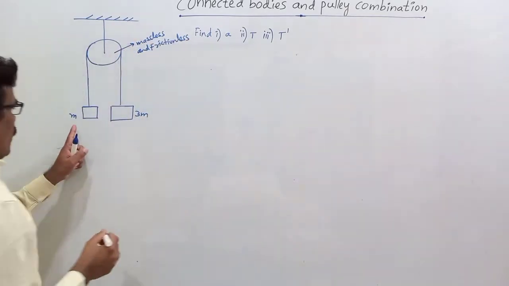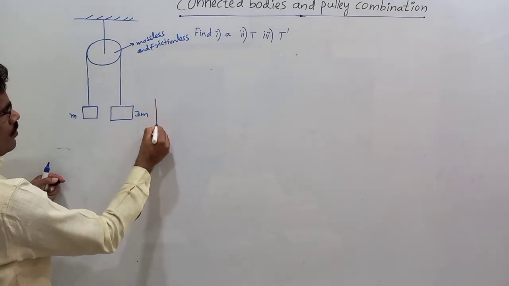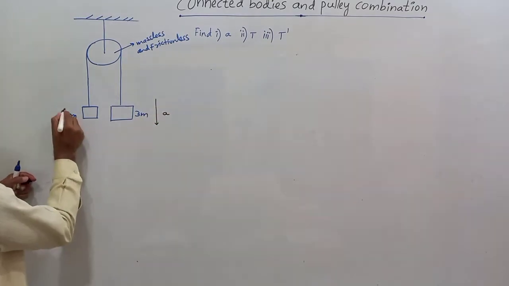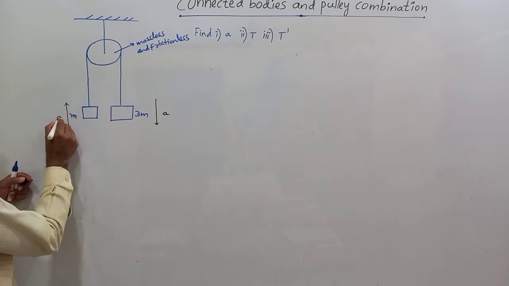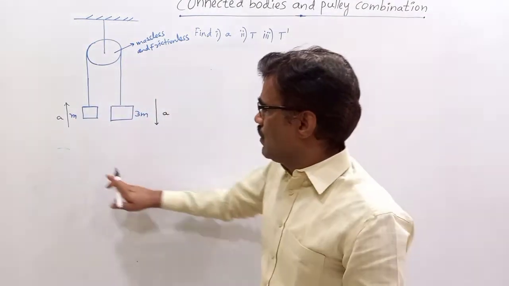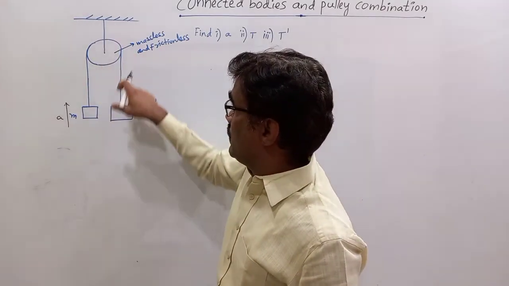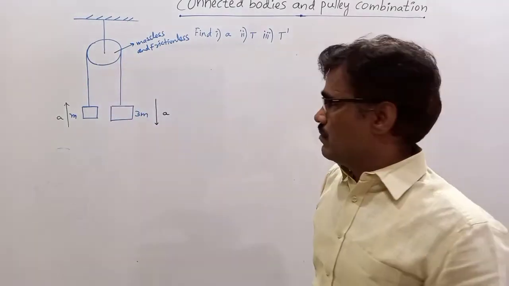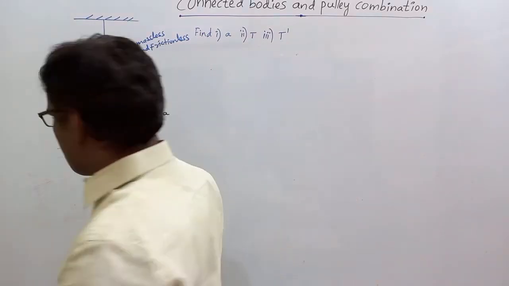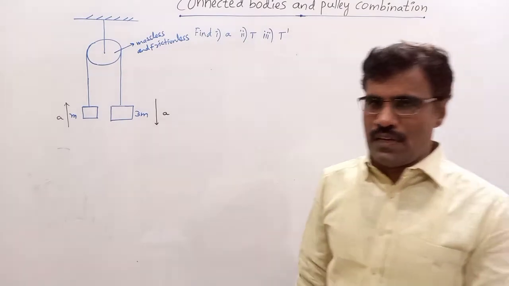So here one is M, another one is 3M. That's why 3M moves down with acceleration a. At the same time, M moves upward with acceleration a. It moves down and it moves up with the same acceleration because they are connected with an inextensible string. Then what is the acceleration of each block? What is the trick to find the acceleration?